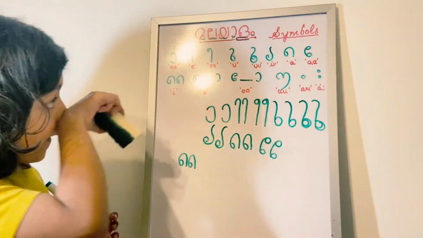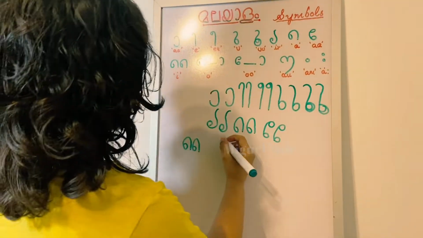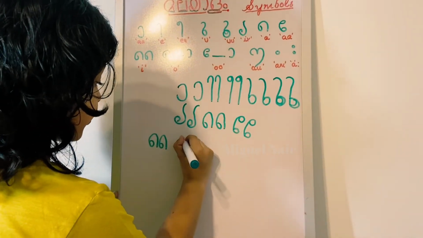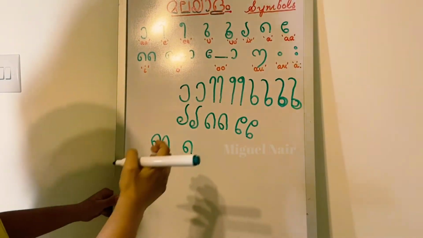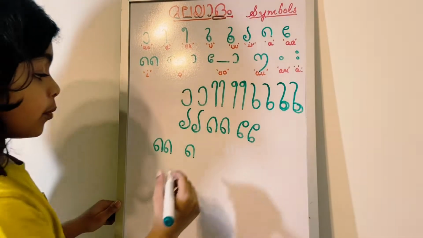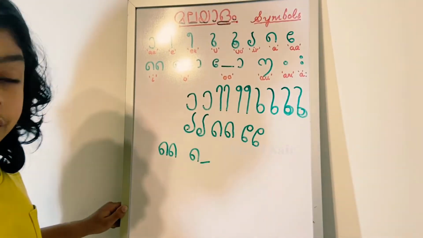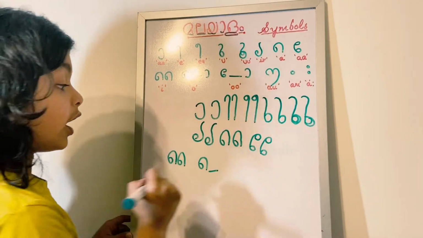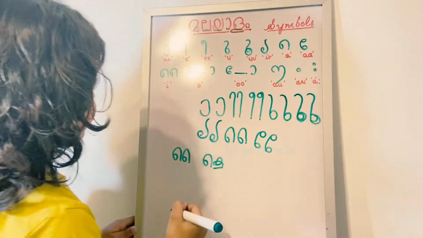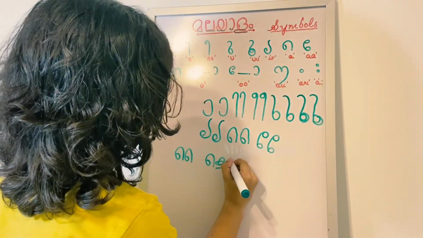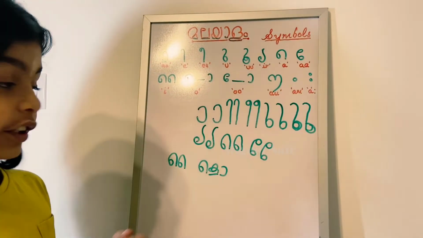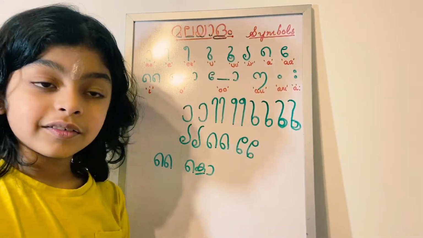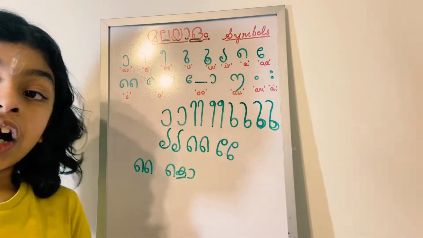Next one is o. O is a combination of a and a. Let me show you. So we have the A, but there needs to be a gap. So that is where one of the consonants go. For example, ka. Then we have the A. This would make ko. Let me show you it one more time.